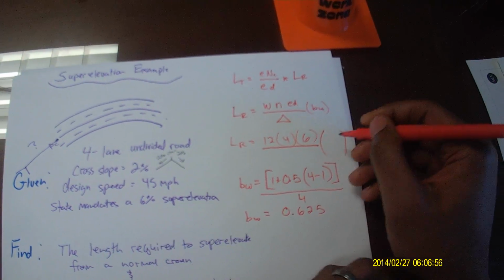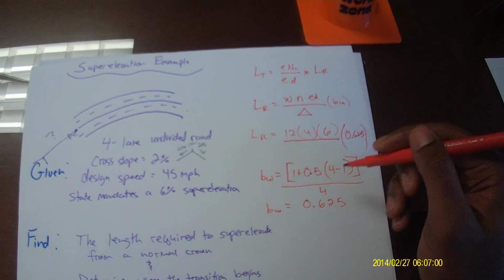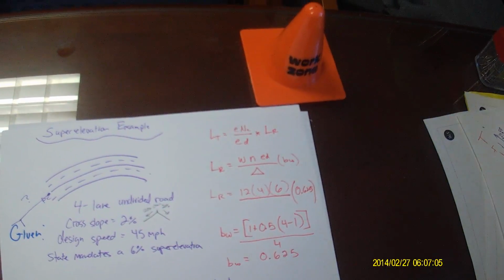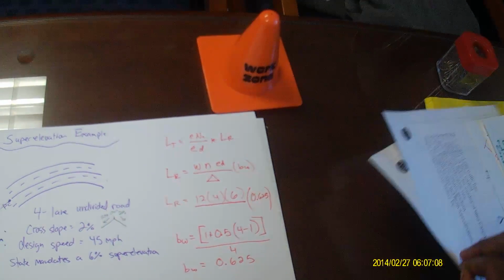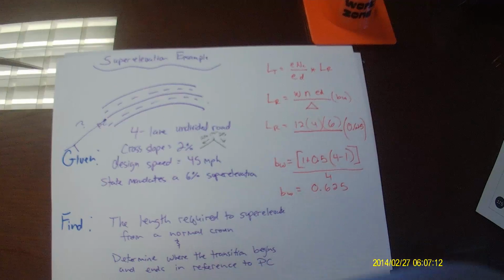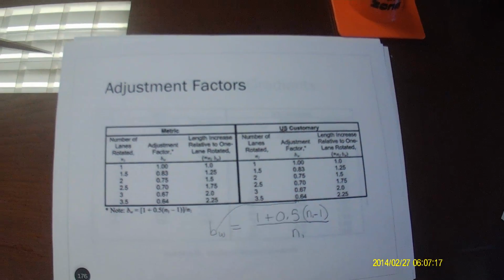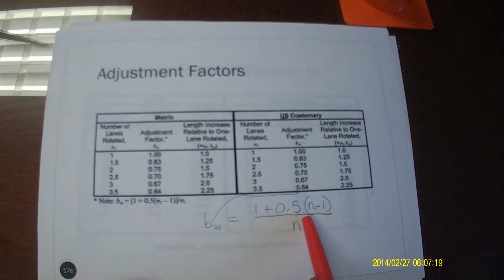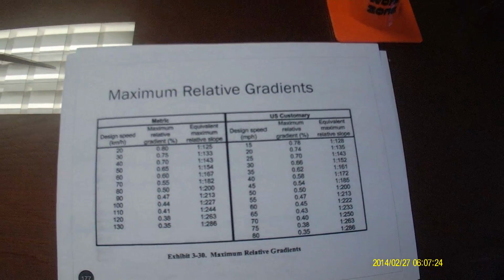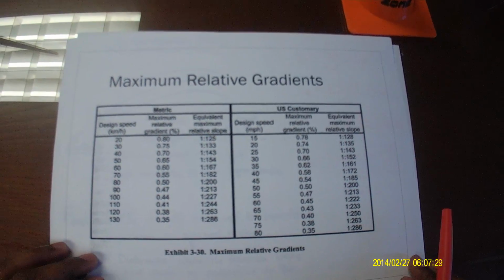And that is what I can put in here, 0.625. This can also be looked up in the table, except we don't have 4 lanes in that table that was given to you earlier. If you remember, this table only went up to 3.5, therefore I had to use this equation. That's what I did.